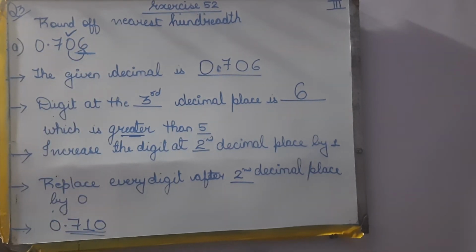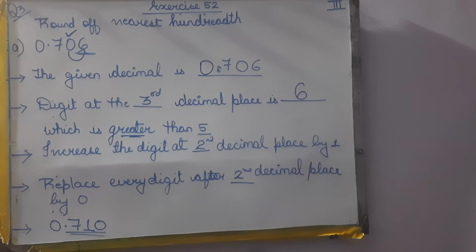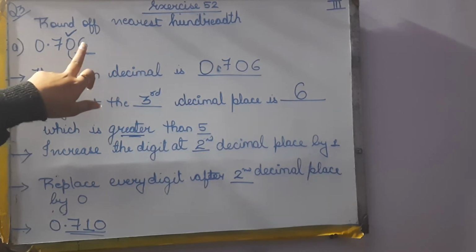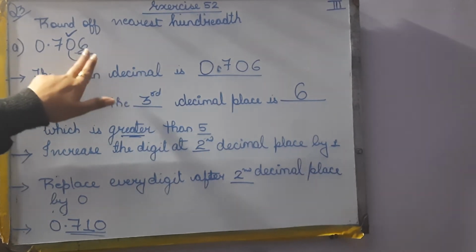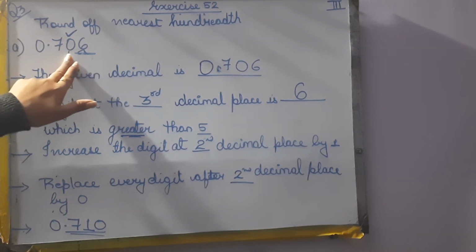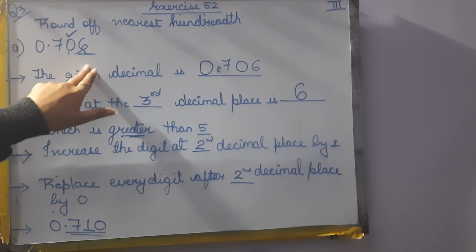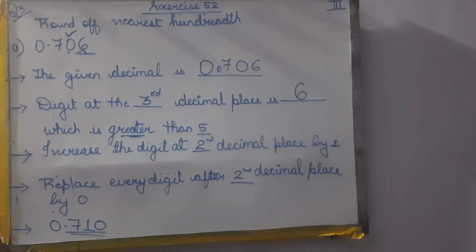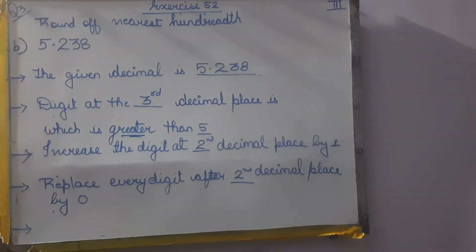So the rounding off of 0.706 will be 0.710. Which place have we seen? We have seen the third decimal place. The third decimal place is 6, which is greater than 5. So we will increase the number at the second decimal place by 1 and replace every digit after that by 0. So the answer will be 0.710.